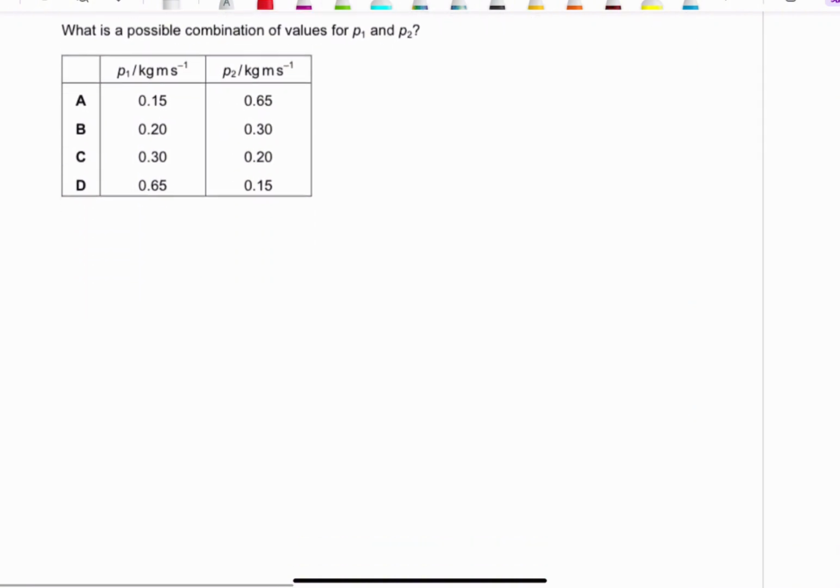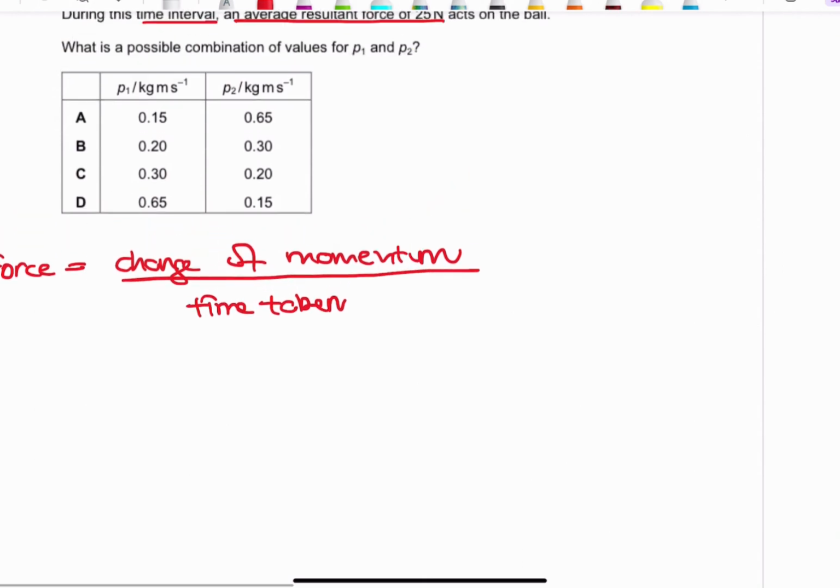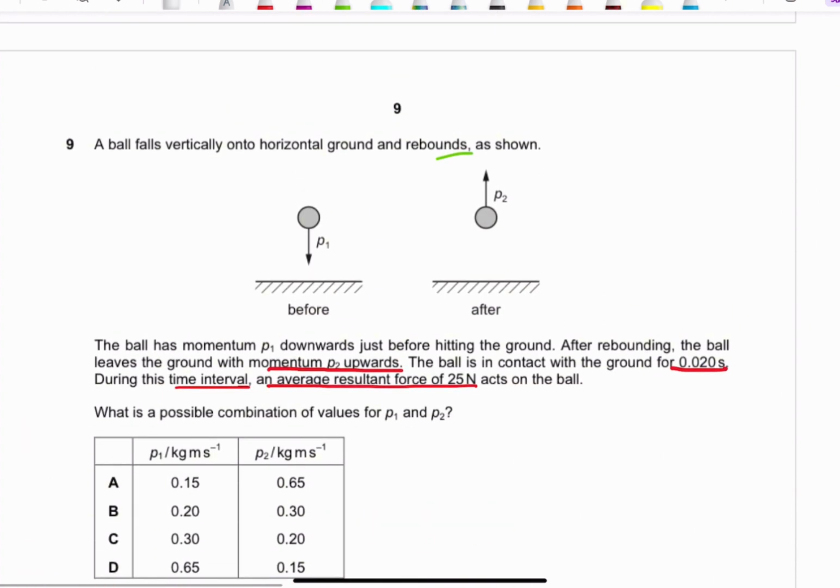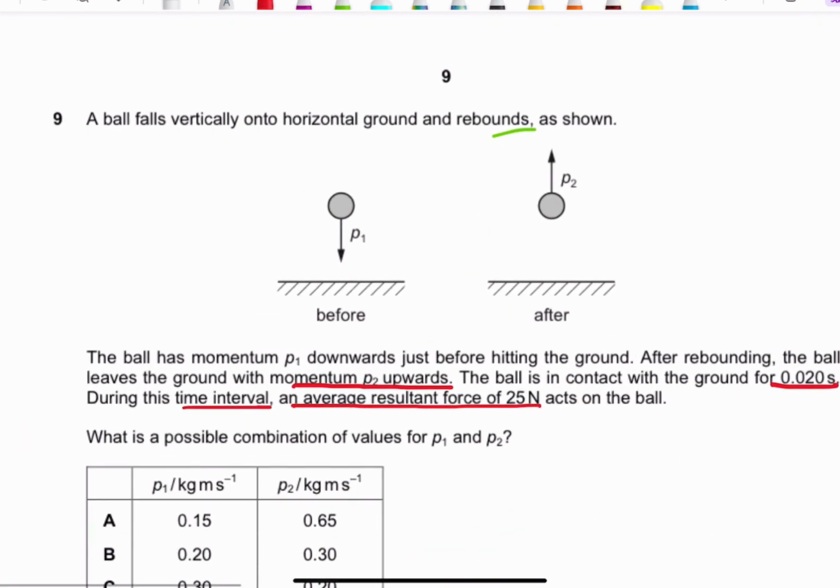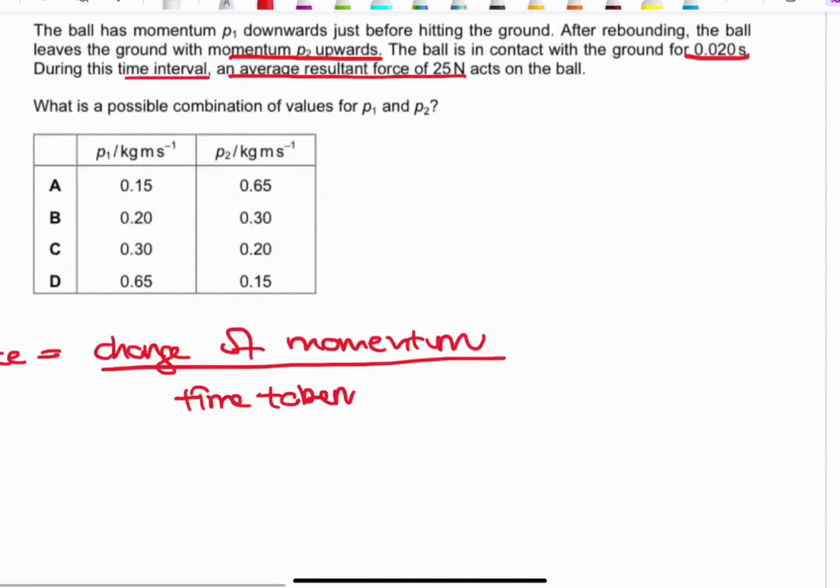How do we find the resultant force? Basically, we know that the resultant force is equivalent to the rate of change of momentum, right? So it's the change of momentum divided by the time taken. Let's start with A. So that is what a force is, right? How are we going to do this? Well, the easiest way to think about this is let downwards be negative, and let upwards be positive, right? So you have two directions, downwards is negative, upwards is positive.